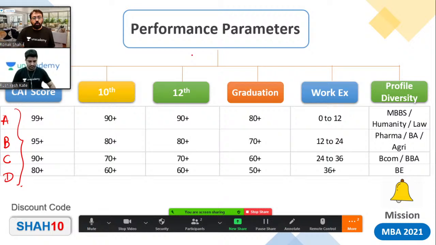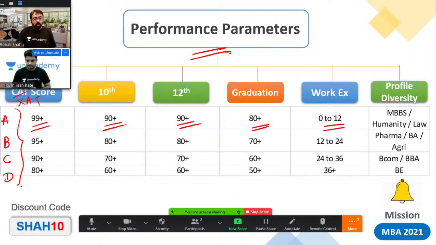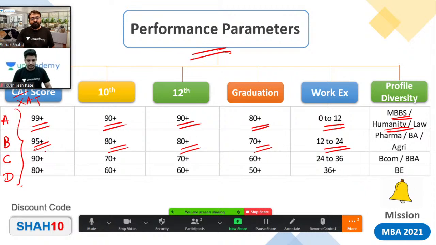So A profile students are those who have got, say, in CAT or XAT, 99+ percentile, 10th 90+, 12th 90+, graduation, work experience and all. And profile diversity, they are from a very different background than engineering and BCom BBA. Similarly, if you have got 95+ percentile, 80+ in 10th and 12th, graduation 70+, 12 to 24 months work experience, something like that, that is again a good profile.